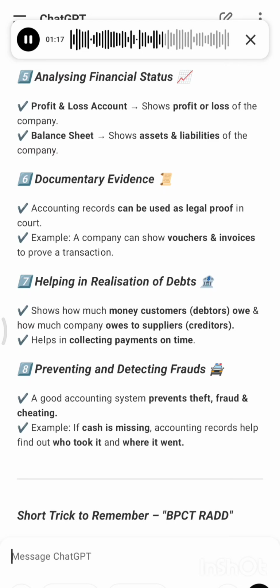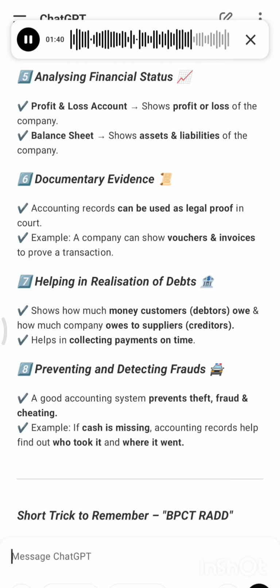6. Documentary evidence. Accounting records can be used as legal proof in court. Example: a company can show vouchers and invoices to prove a transaction. 7. Helping in realization of debts. Shows how much money customers, debtors owe and how much the company owes to suppliers, creditors. Helps in collecting payments on time.